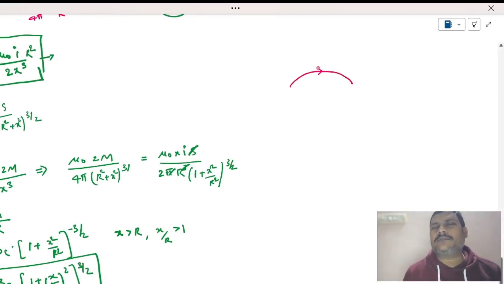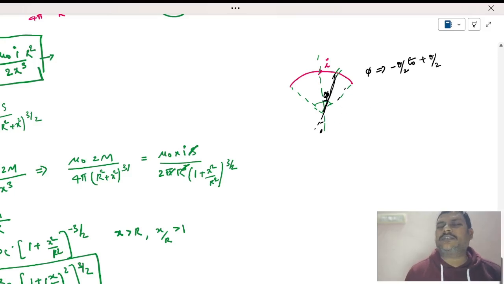Now coming to the arc: the magnetic field due to an arc of length L carrying current I. It makes some angle at the center, total theta. Consider one small element on one side of the symmetry, as in the electric field case. This element makes some angle phi, and the integral of phi will vary from minus theta by 2 to plus theta by 2.